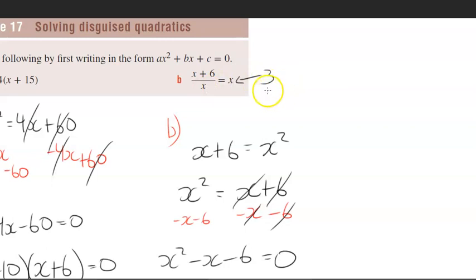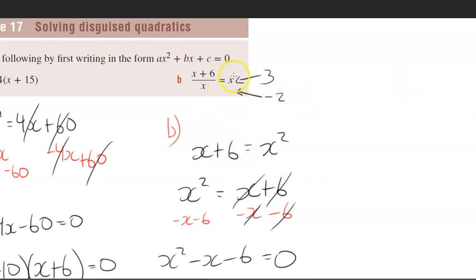Yeah, so 3 works. The other one is negative 2. So we want a result that will equate to negative 2. So negative 2 plus 6 gives me 4. And 4 divided by negative 2 gives me negative 2. See, negative 2 works as well. So these are the two solutions.